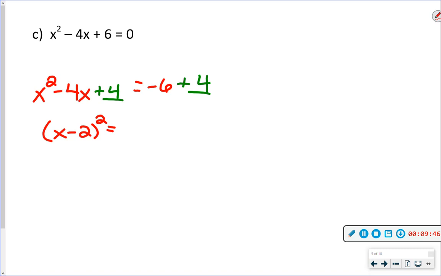Negative 6 plus 4. Ooh, good, I'm glad we get to review this. Get rid of squaring with a root. Square root of a negative. Now, I'm excited because I have a square root of a negative.